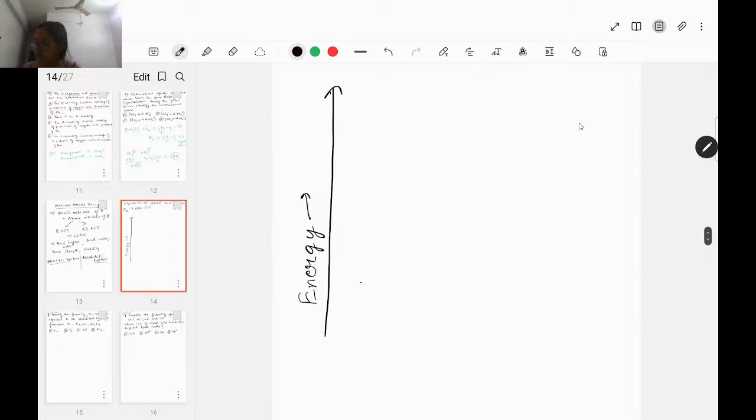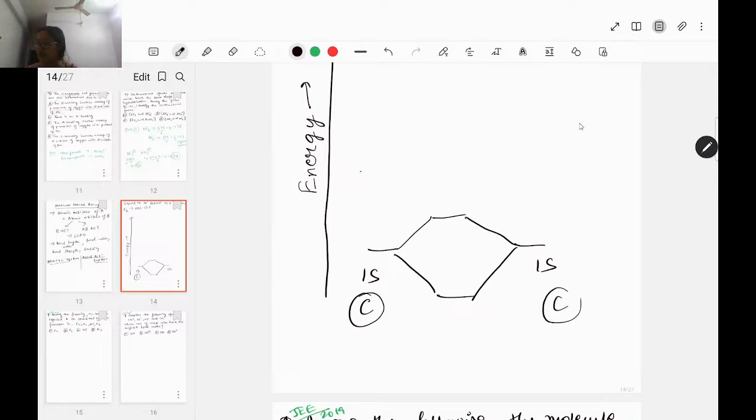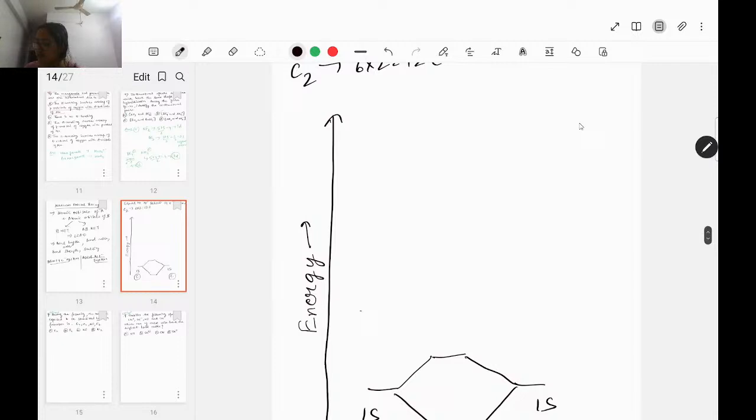So over here we have the 1s. We have the 1s of one carbon atom and the 1s of another carbon atom. Okay, so the 1s, then we have the 2s.